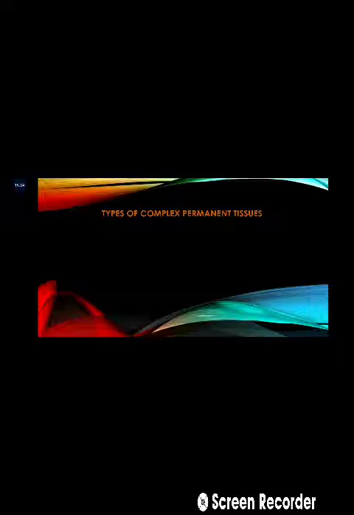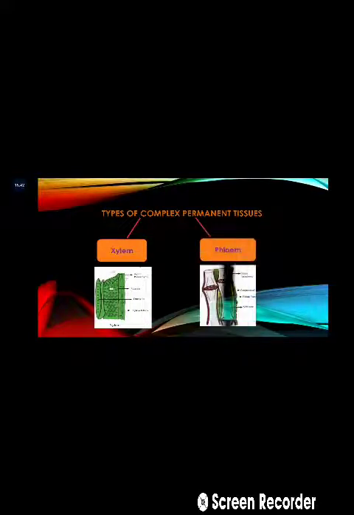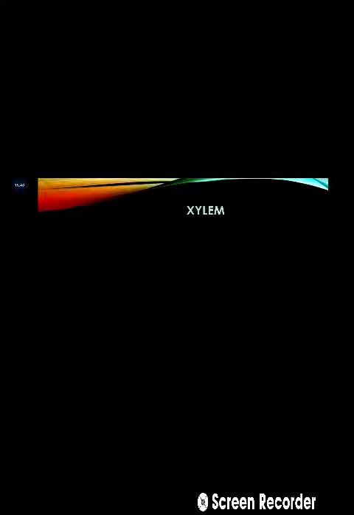Now remember students, why is it called complex permanent tissue? Because these tissues are made up of more than a single type of cells. In this we have two types. One is xylem, whereas the second one is phloem. Now let us study the structure of xylem and phloem in detail.